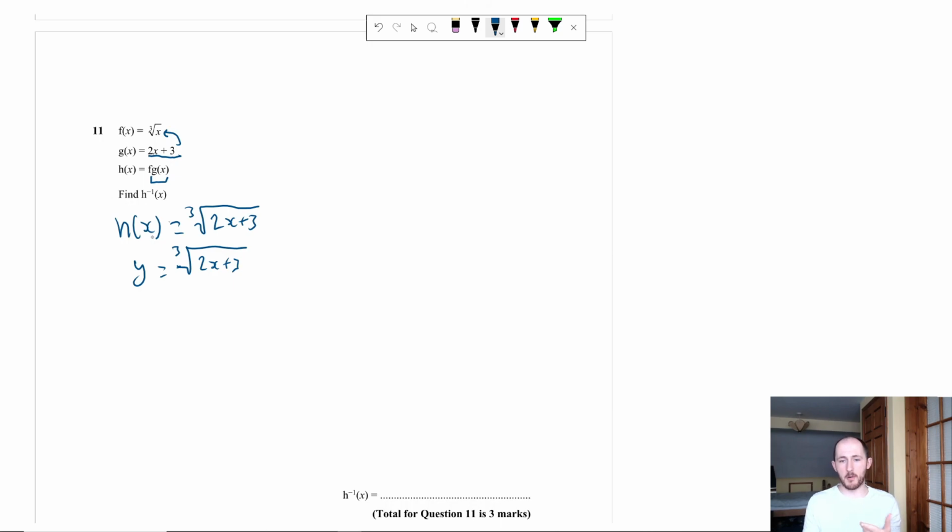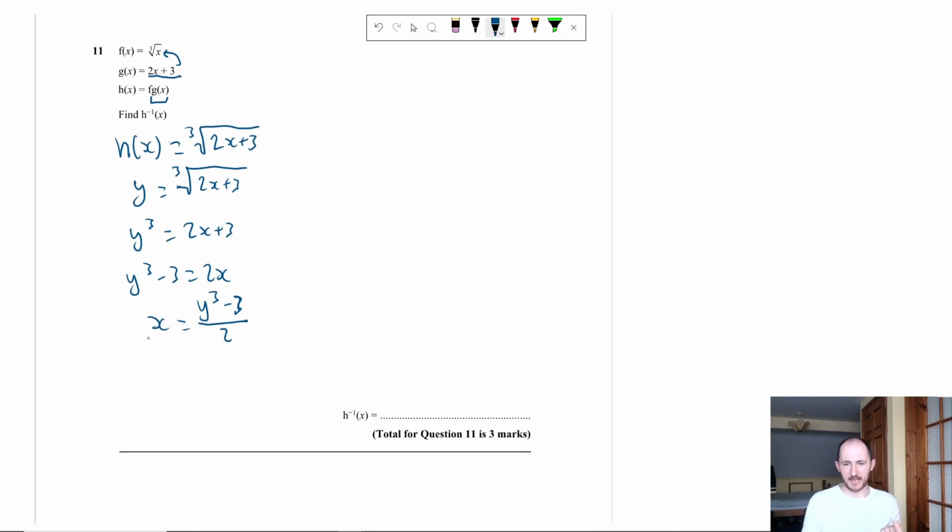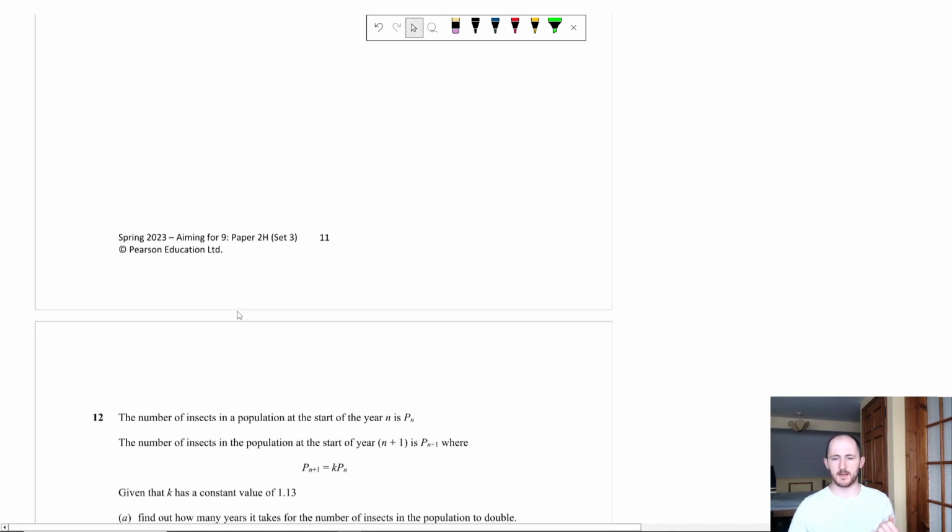We're going to cube both sides, so that becomes y cubed is equal to 2x plus 3. Minus 3 from both sides, we get y cubed minus 3 equals 2x. Half both sides, so we get x is equal to y cubed minus 3 over 2. Now all we do is we replace x with h to the power of minus 1, and we replace y with x. So x cubed minus 3 over 2. Alright, that wasn't too bad, I hope.